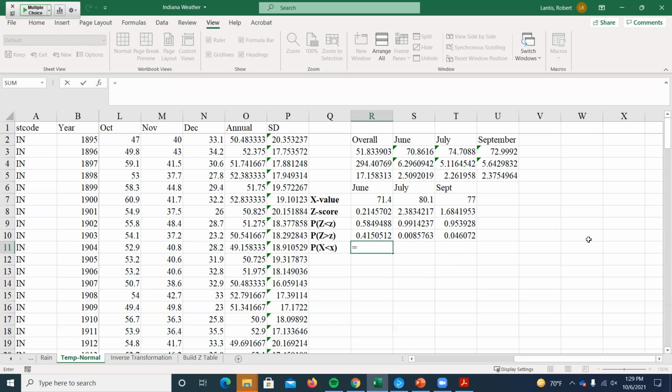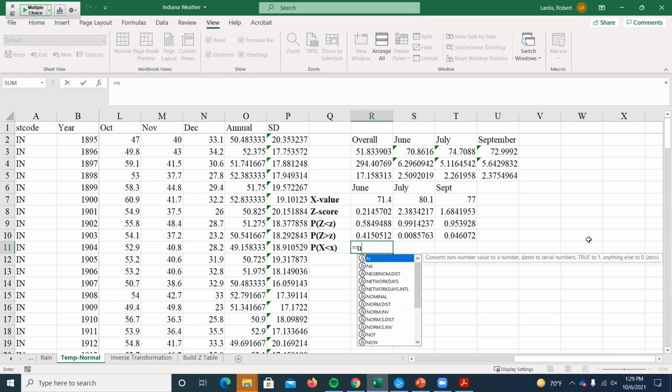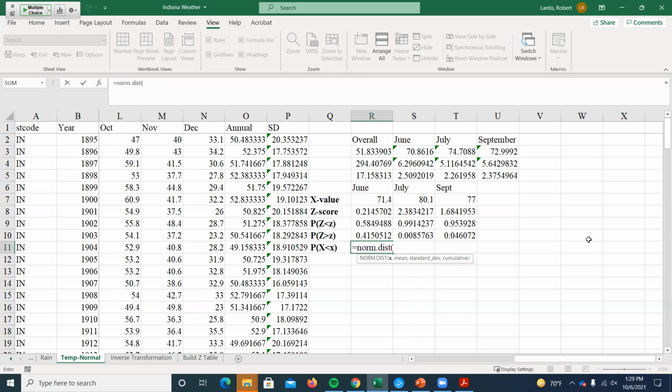So here, if we don't want to calculate the intermediate step of the z-score and then use the norm.s.dist, we can just use the norm.dist function. Not norm.s, that was standard normal. If we use norm.dist, what we're telling Excel is, hey, this variable is normally distributed. I want you to convert it into a standard normal distribution, calculate the z-score, look it up in the table and tell me the area to the left, or the probability of seeing that z-score or anything below it. But it's going to do all that behind the scenes.